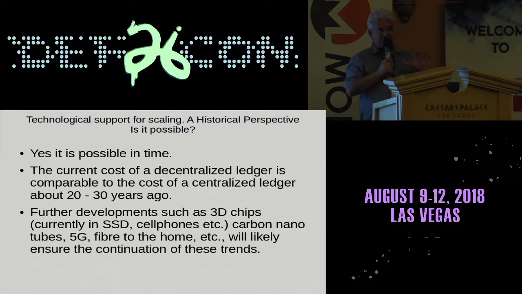The cost differential is roughly about 20 to 30 years. So the cost of, say, having a decentralized ledger today could be comparable to the cost of a centralized ledger a generation ago. That's a rough indication. There's a whole bunch of things in the pipeline. 3D chips. If you have NAND in your phones or in your tablets or on an SSD, those are 3D chips, the SSDs.